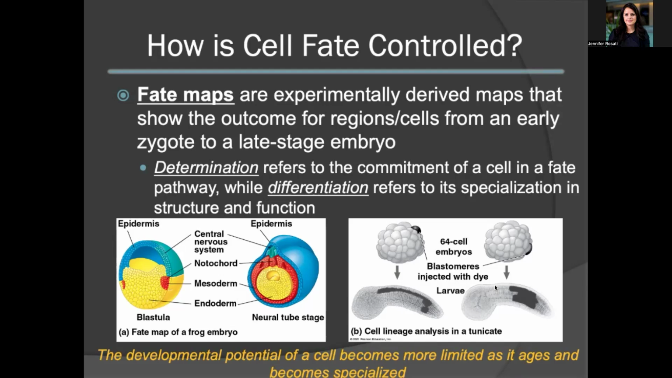Take a look at the two fate maps below. Note the distribution of endoderm, mesoderm, and epidermal cells between a blastula and an embryo in the neural tube stage. Also note the development of the tunicate. Note the presence of the blastomeres in the early embryo, and note their overall location in the larvae.